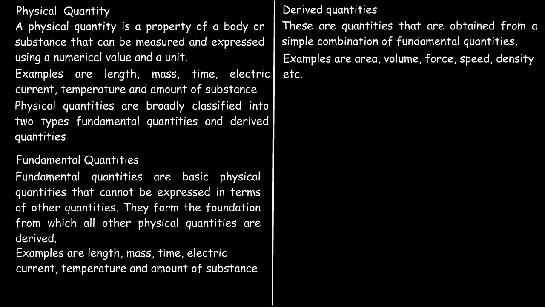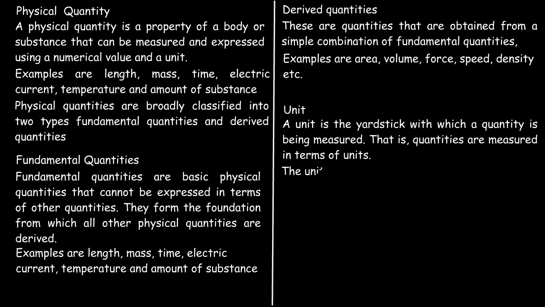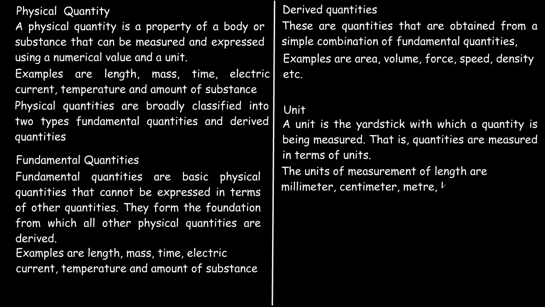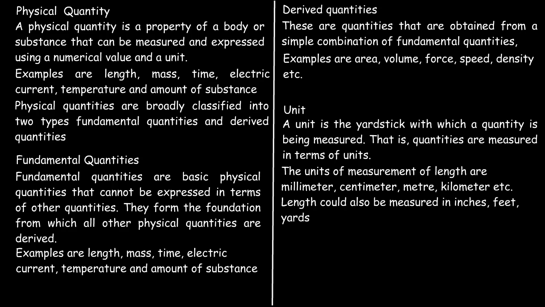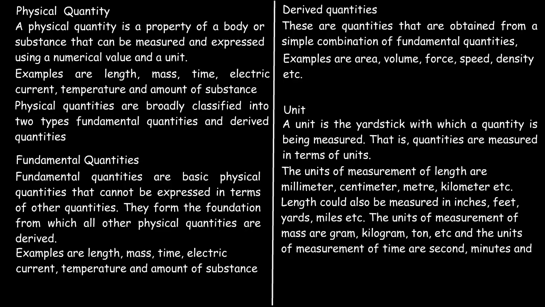Now the next concept we'll be discussing is unit. A unit is the yardstick with which a quantity is being measured. That is, quantities are measured in terms of units. For example, the units of measurement of length are millimeter, centimeter, meter, kilometer, etc. Length could also be measured in inches, feet, yards, miles, etc. The units of measurement of mass are gram, kilogram, ton, etc. And the units of measurement of time are second, minute and hours.